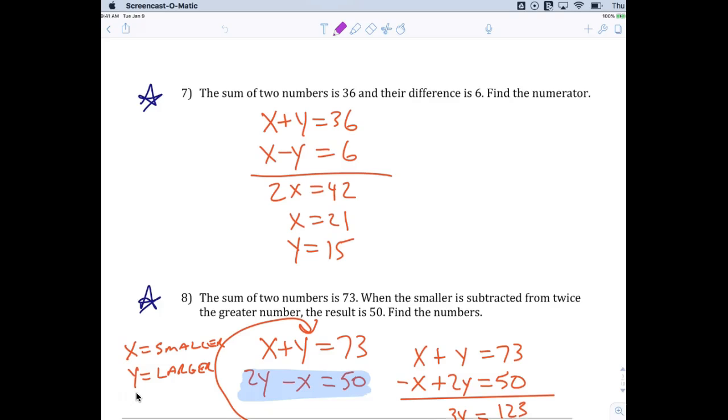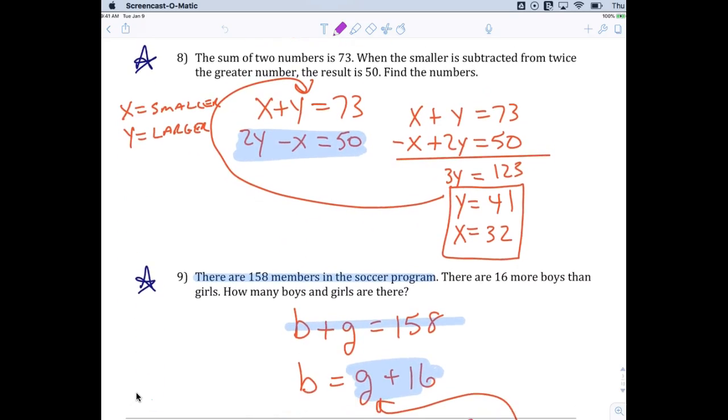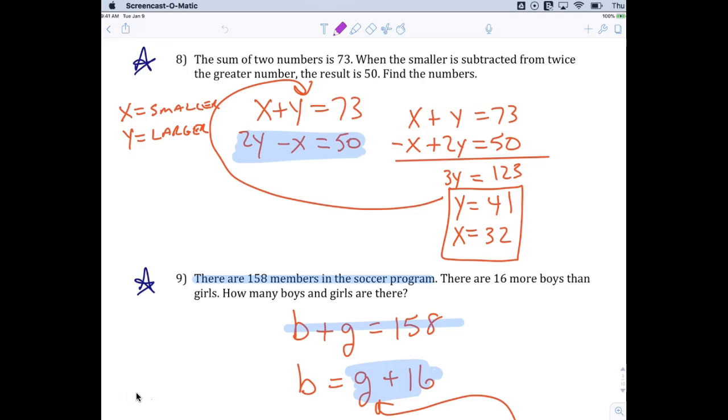All right, here we go. Number 8. Now we're going to talk about number 8. This was very similar to the one we did earlier. Very, very similar. First of all, the sum of the two numbers is 73. I just think everybody in here could have written down x plus y equals 73. I think everybody can do that.